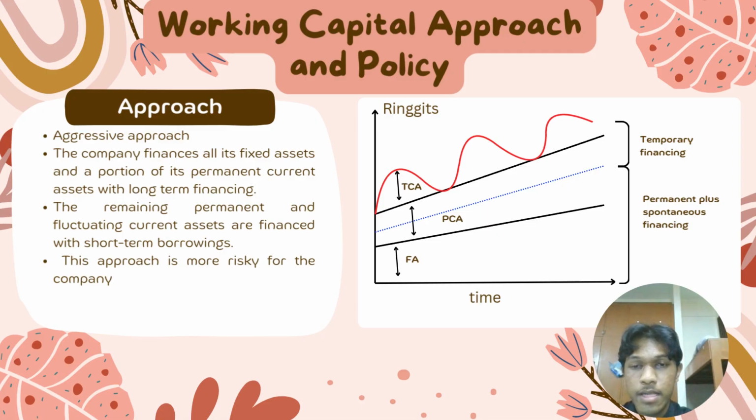Now, the company finances all of its fixed assets and a portion of its permanent current assets with long-term financing, as shown in the diagram on the bottom half. Now, if we take a look at the upper half of the diagram, we can see that the remaining permanent and fluctuating current assets are financed with short-term borrowings.